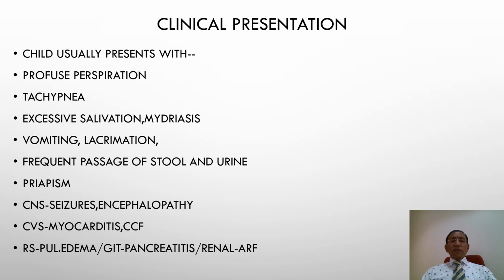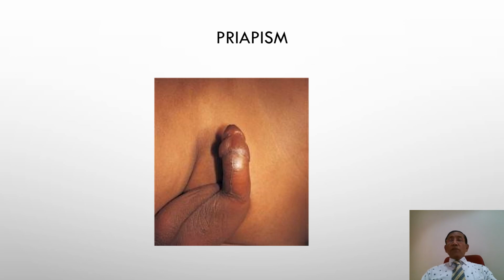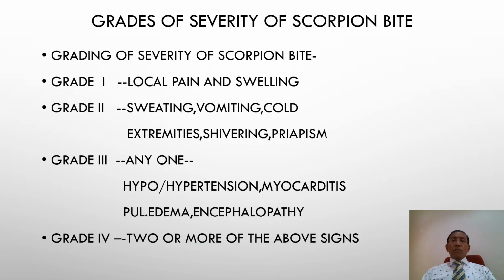Sometimes the child can have seizures and encephalopathy. Myocarditis and congestive cardiac failure are commonly seen. Pulmonary edema is also associated with serious manifestations. Occasionally one can get pancreatitis and acute renal failure. Priapism is one of the common things. There is also a scoring system, as per the priapism, which indicates a scorpion bite.